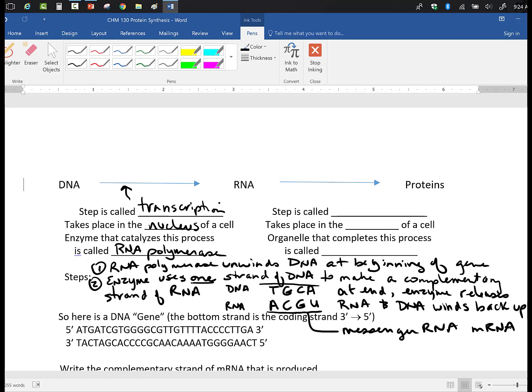But it can't stay in the nucleus. It leaves the nucleus and it goes into the cytoplasm. So the cytoplasm is sort of the larger compartment, the interior of the cell. And the reason for this is because this is where the organelle is located that actually makes the protein in the second step.